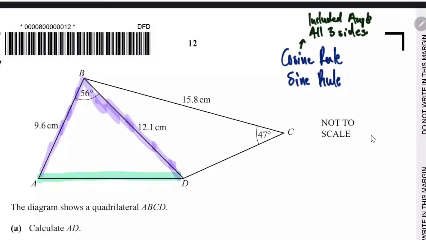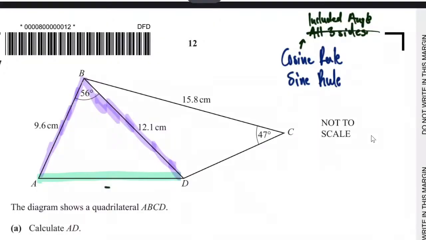You must have all three sides. Let's look at triangle ABD. Do we know all three sides? No, this one is not known. Okay, so all three sides is out. Do we have an included angle?